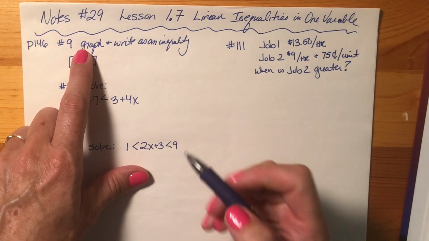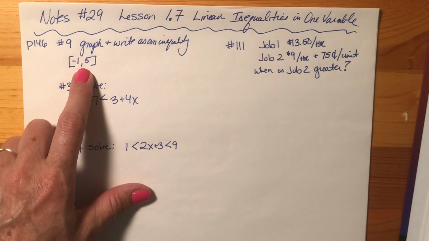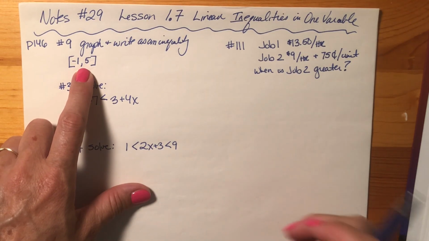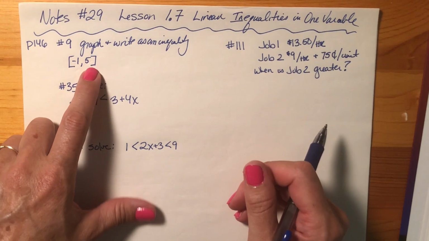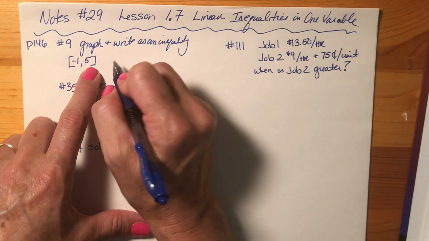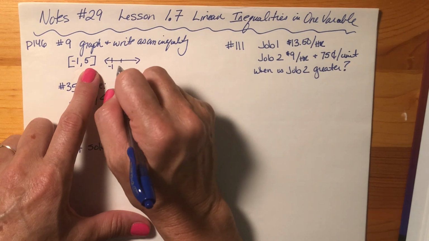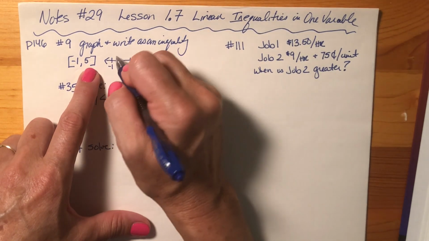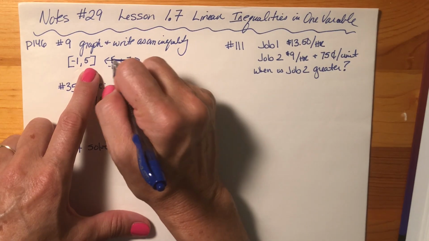First one, number 9. It says graph and write as an inequality. So I'm giving you here the format in interval notation. So I have the interval from -1 up to 5. So let's think about that as a graph. Okay, I've got -1, of course, but 0, all the way up to 5, and I'm including -1, I'm including 5. So there's my graph.